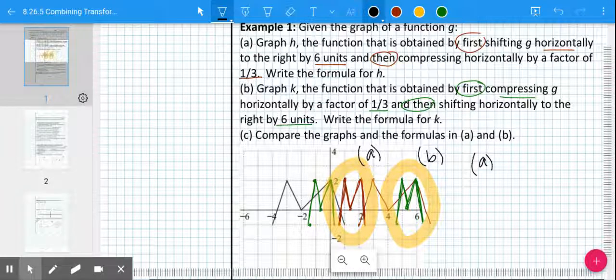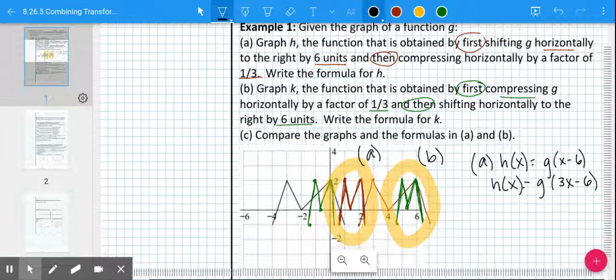So when we write that formula for h of x, the first thing we did was we shifted it to the right 6. So we do g of x minus 6. Remember that opposite sign for the inside. The next thing we did after that was a horizontal compression by a third. So we're going to multiply a 3 in here. Notice I will not put another set of parentheses because inside stuff always works a little backwards from what you think. So I put the 3 right there. This would be the equation for your h of x function from part A.